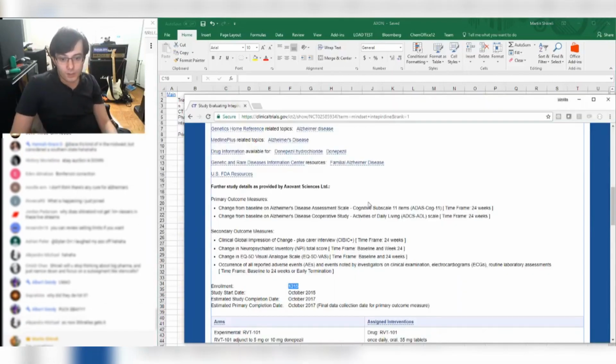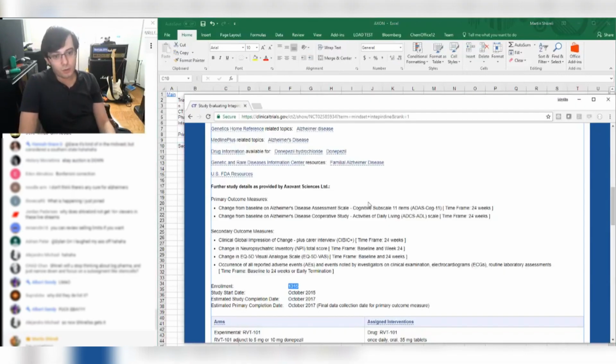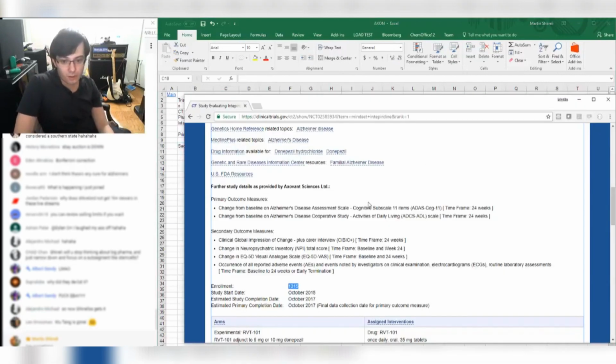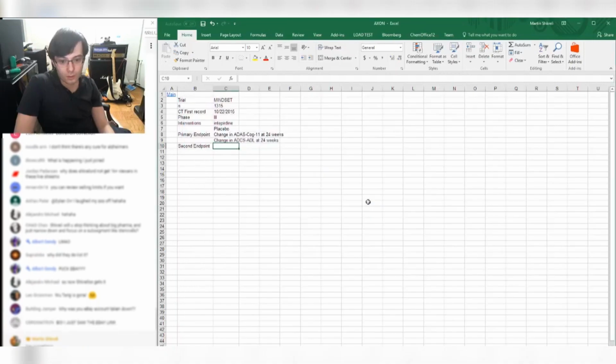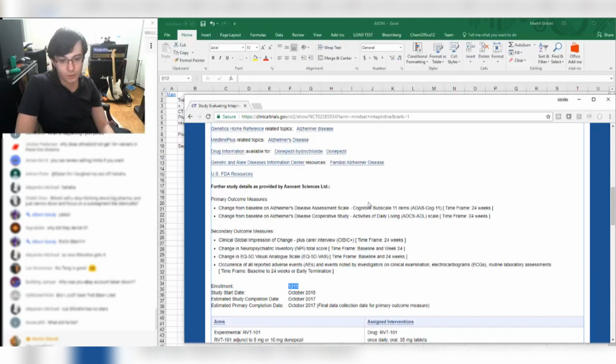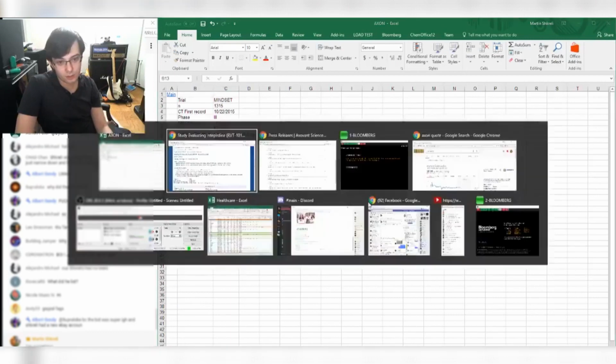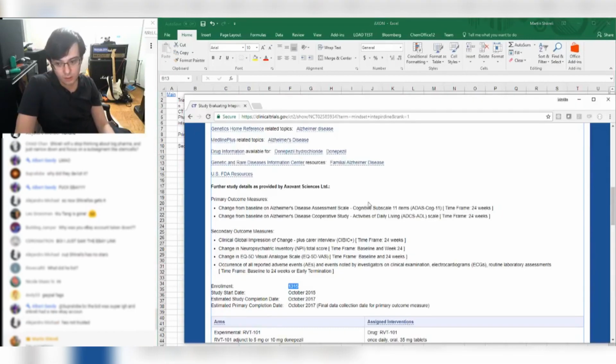All right, so the secondary endpoints really don't matter too much. We'll write them down really quickly here, but they really don't matter. Global impression of change, neuropsychiatric inventory, EQ-5D, visual analog scale, whatever that is, and of course any safety issues.